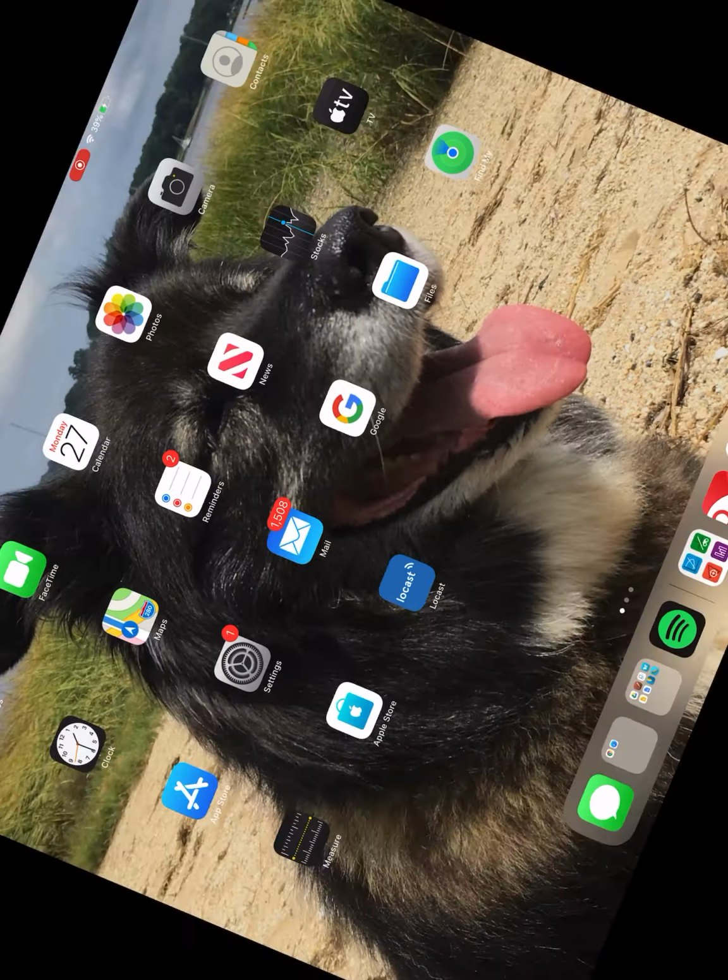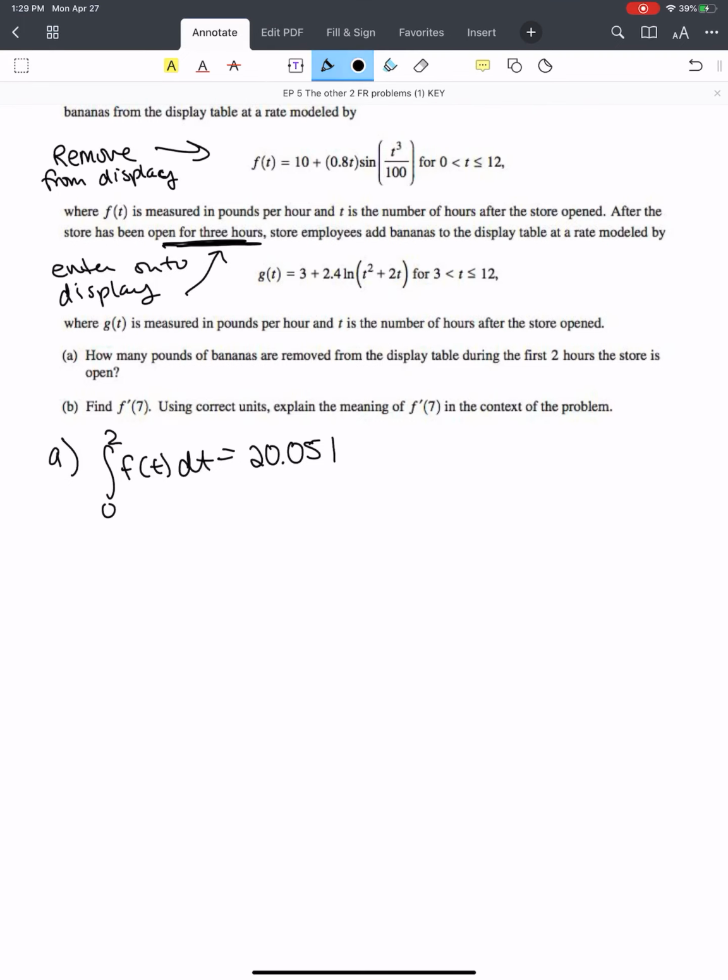So now we can go back to finishing this up. All right, so now back to this. We are doing this from, let's see, I think it says how many during the first, that's it. That's all you have to do. All right, B.